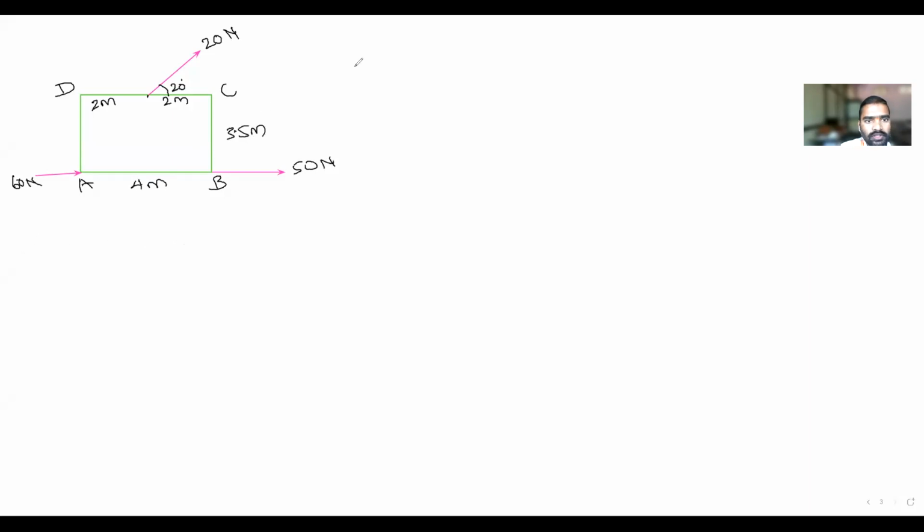Okay. So he is asking to find out the summation of moment about A and C. Moment about A and moment about C. Everyone drawn? Yes.